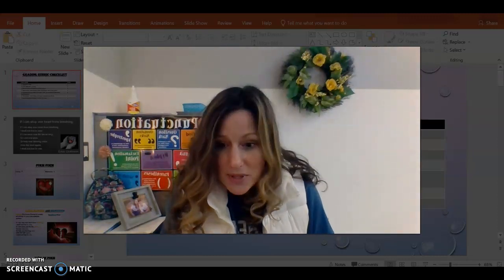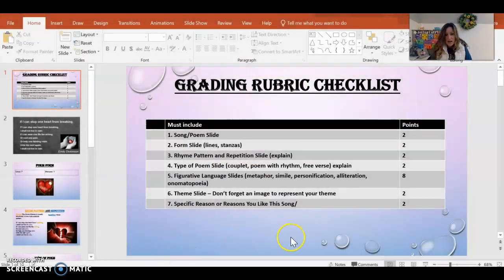Let me go ahead and reduce this here so you can see. This is actually the checklist, the rubric that I'm going to be grading your analysis on. And I always like to show that to you before we get into the steps and the procedures, because I want you to know that this is a pretty big assignment, and you're going to need to have all of these different slides included in your final analysis presentation.